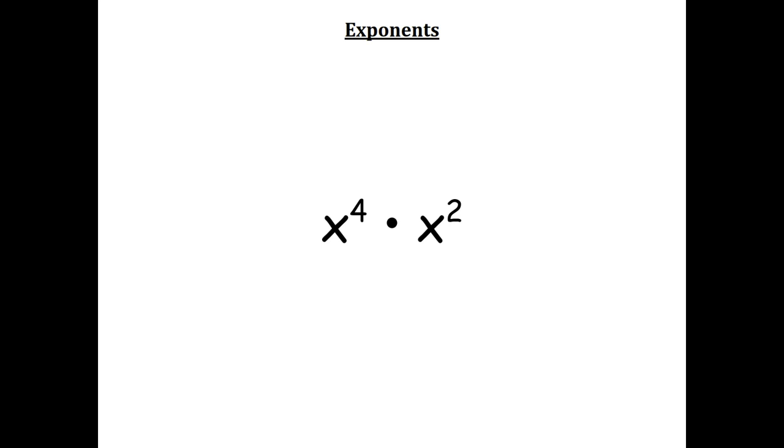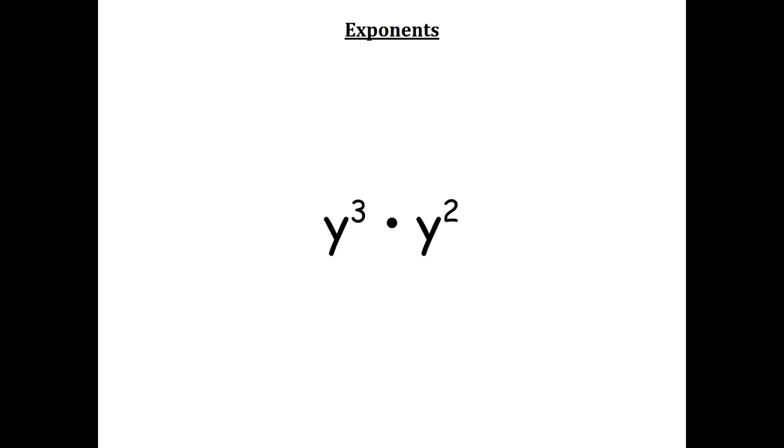So x^4 times x^2: x^4 is x times itself 4 times, and x^2 is x times itself twice. Now how many x's are multiplying by itself? We have 6 x's multiplying by itself, so therefore it's x to the 6. Really what you did is, since they have the same base, you just added the exponents together to get x^6. This is just the concept behind how it works.